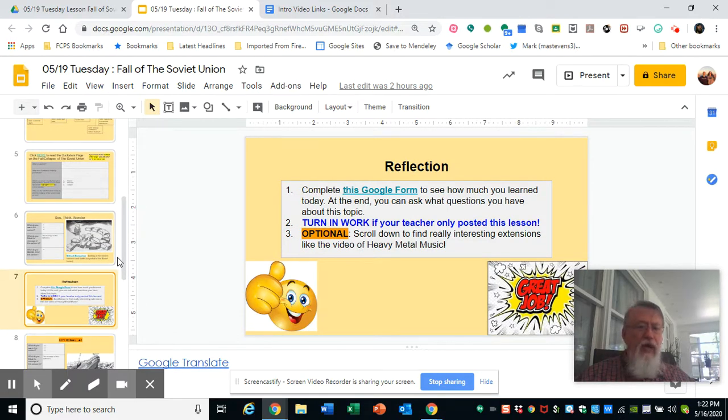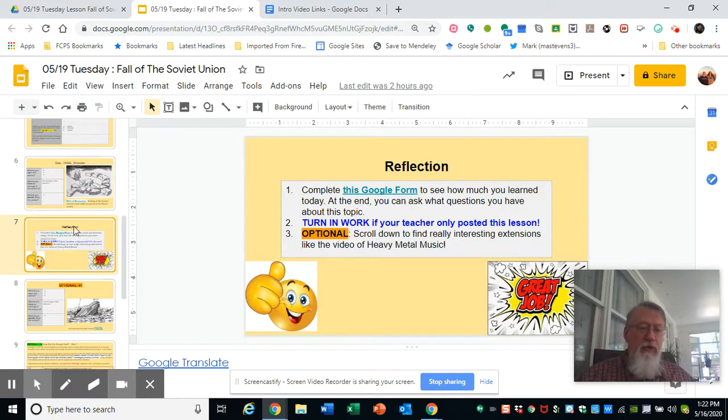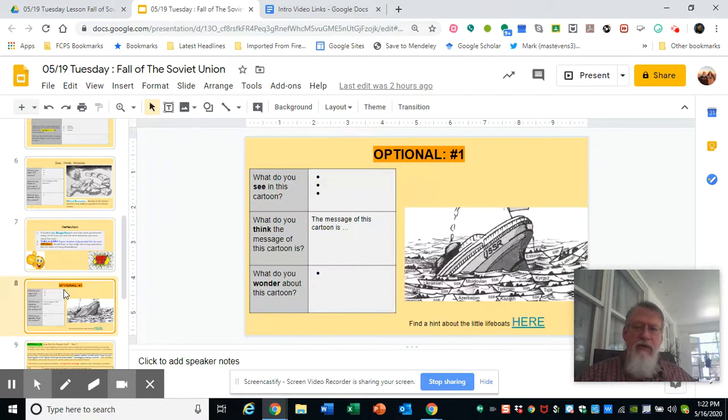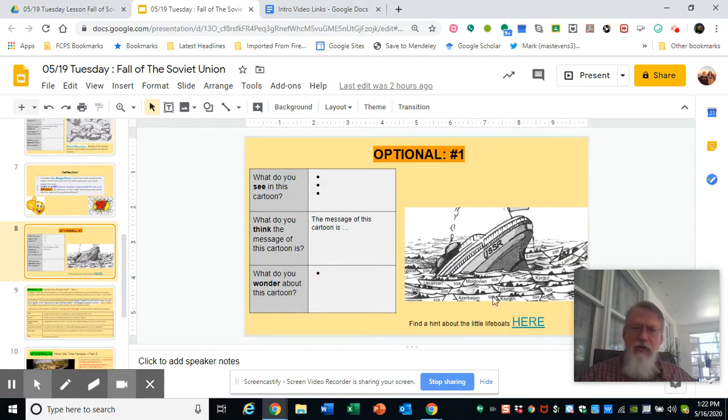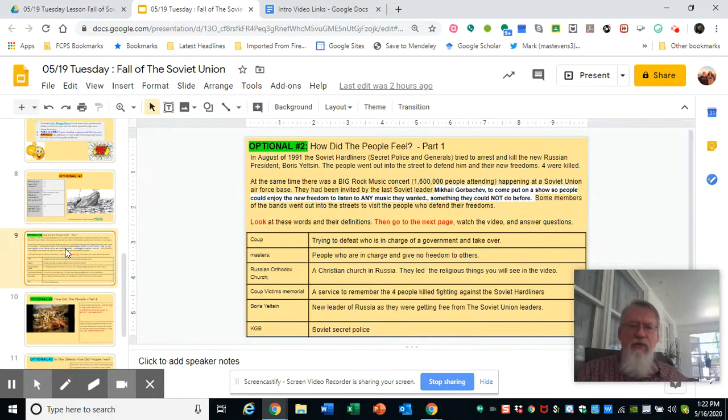Now, you don't have to do the optional activities. That's what they're called, optional. However, this is a cartoon for you to analyze. It shows the Soviet Union sinking and these countries breaking away in their lifeboats. But then you have an optional activity. How did the people feel?